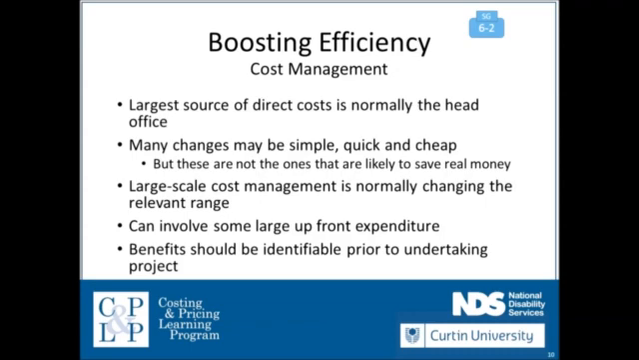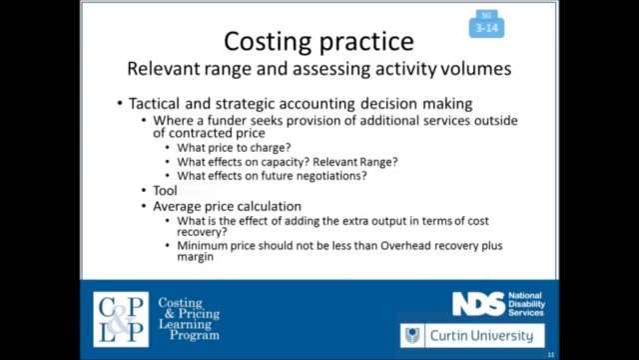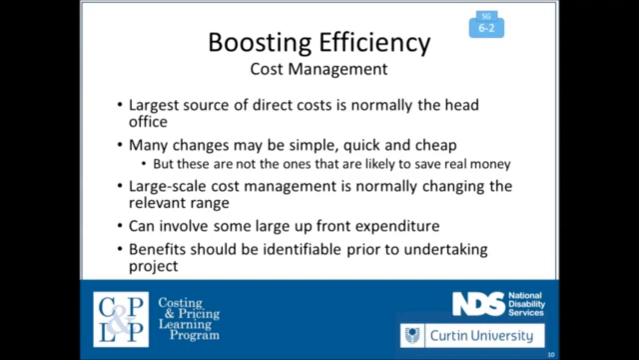Increasing your activity levels within your relevant range, that is within the range of activity levels that means you don't need to increase your overhead costs, means that you're able to leverage those costs much better and to be able to reduce the per unit cost for your target price gap. Many changes can be simple, quick and cheap, but a lot of changes also take quite a bit of money, and therefore being able to undertake large-scale cost management normally requires understanding of the relevant range, and I'll get to that in a second.